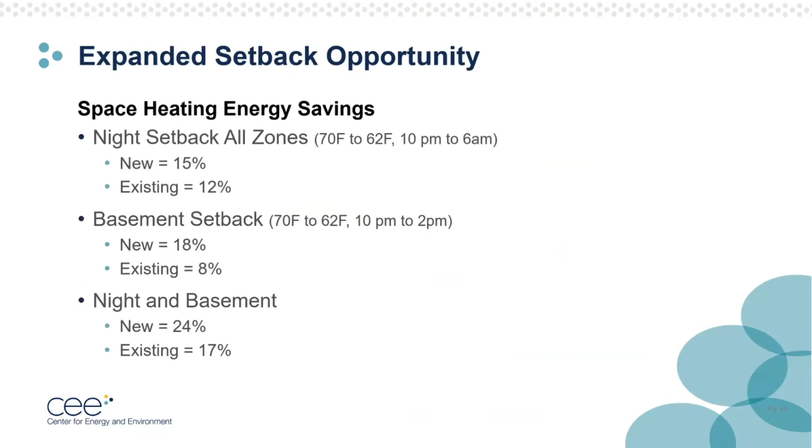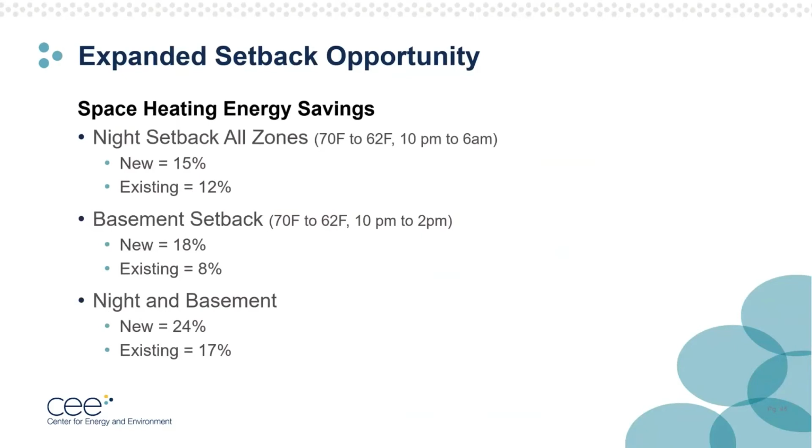So another benefit of a multi-zone system is the ability to set back temperatures for individual zones that are not being used, instead of having to set back the temperature for the entire house. So we looked at a typical night setback for all zones and found about 15% heating savings for new homes and 12% for existing homes.